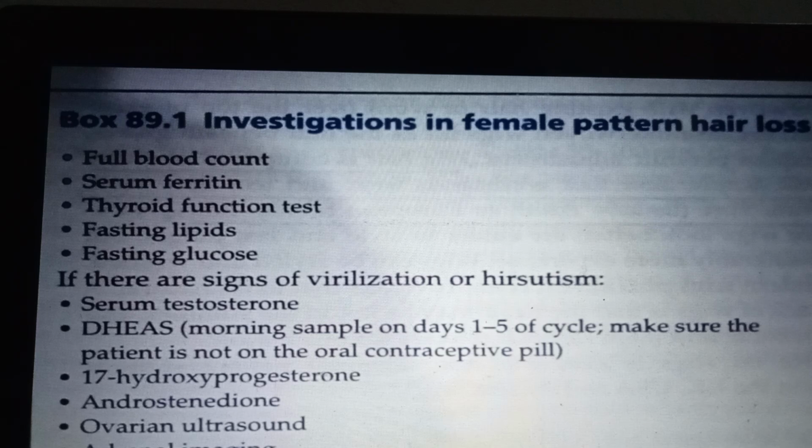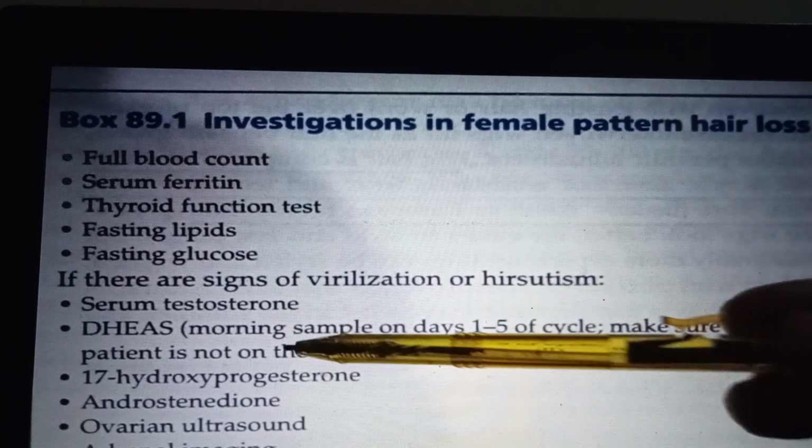Investigation in female pattern hair loss. Now the following investigations must be considered in female. Number one is full blood count, serum ferritin, thyroid function test, fasting lipid, fasting glucose. Now if there are signs of virilization or hirsutism in a female, then go for serum testosterone, dehydroepiandrosterone sulfate. This test is very much important.